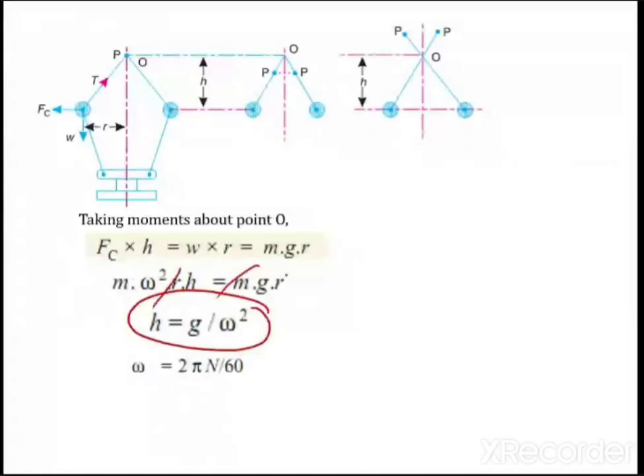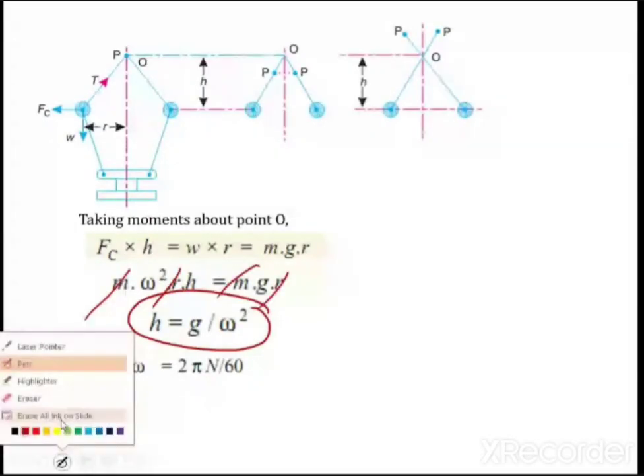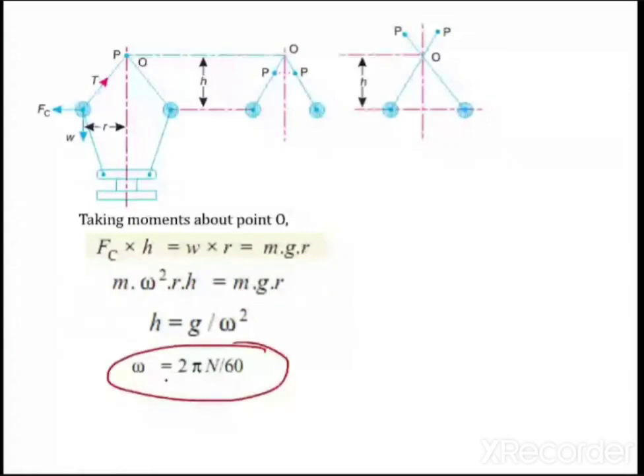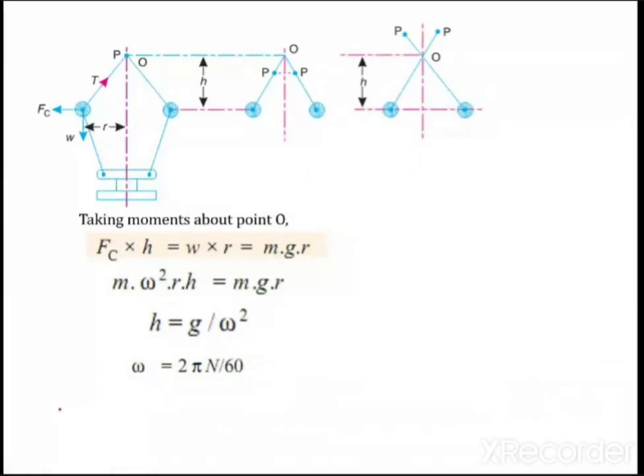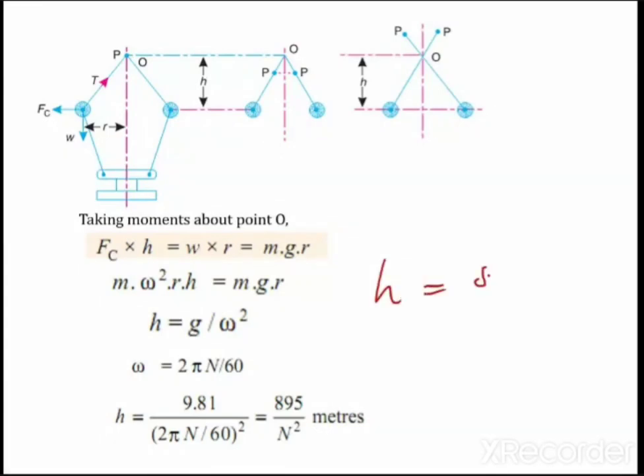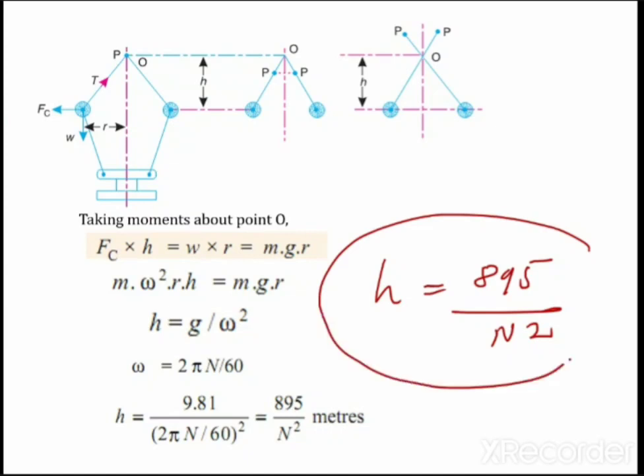But my dear students, what is omega? Omega is 2 pi N by 60. So put omega square equal to (2 pi N by 60) square. With g equal to 9.81, you will get the final result: h is equal to 895 upon N square. So this is your final equation, in meters.